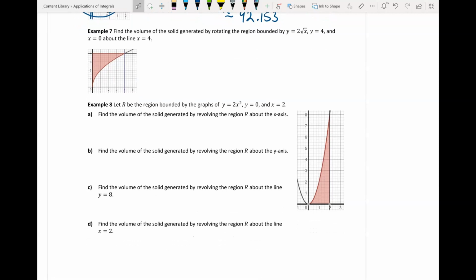Example 7. Find the volume of the solid generated by rotating the region bounded by y equals 2 root x, y equals 4, x equals 0 around the line x equals 4. Another vertical line, which means everything should be in terms of y. I'm going to rewrite this. I can divide both sides by 2, so we get y over 2 is equal to root x, and then square both sides. So then we have y squared over 4 is equal to x.